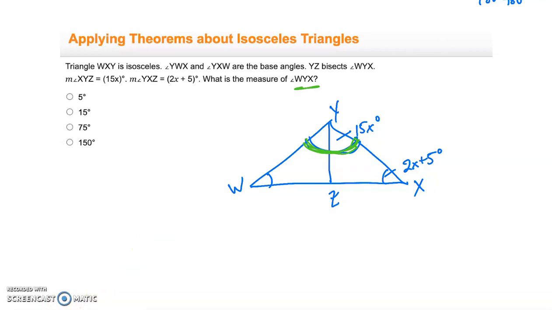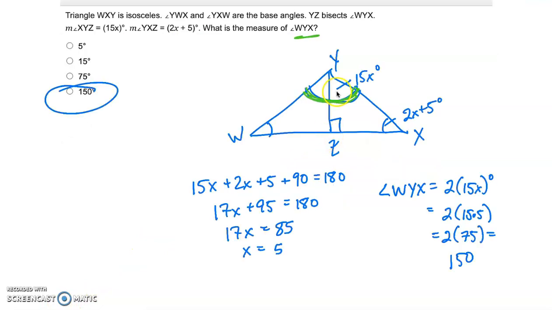So I'm going to pause the video and see if you can figure this one out. So if I add these up to equal 180, I get x equals 5. When I substitute this in 15x, these two angles are both 15x, so if I get two of those, I'm going to get 150 for WYX.